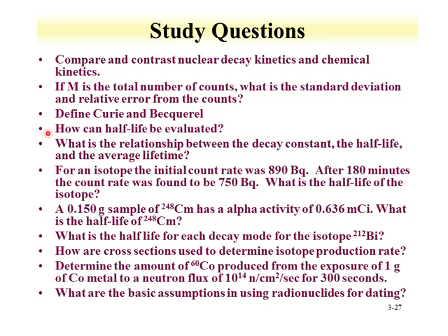How can we evaluate half-life, define Curie and Becquerel? What's the half-life for each decay mode for the isotope of bismuth-212? We did that example. Determine the amount of cobalt-60 produced from exposure of 1 gram of cobalt metal to a neutron flux of 10 to the 14th neutrons per centimeter squared per second for 300 seconds. This would be an example. And what are some basic assumptions in using radionuclides for dating?